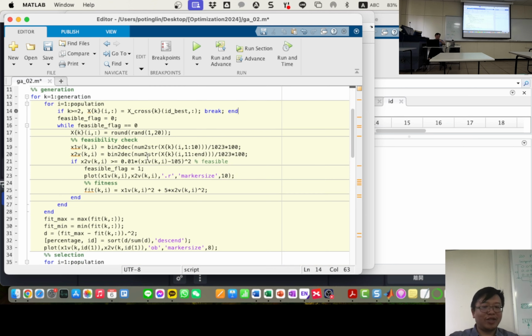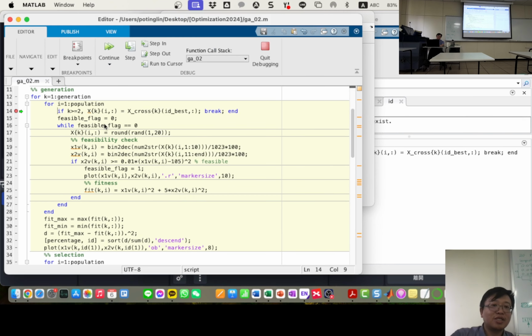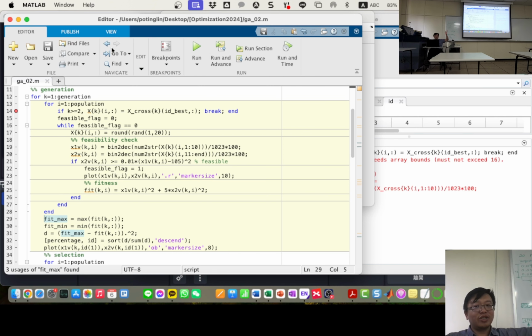Let me check if it's right. Okay, so run the code. So first time is the first population, the first generation, so you don't have overall best. You perform the whole thing again, whole thing over. You run the whole thing to complete the first generation.